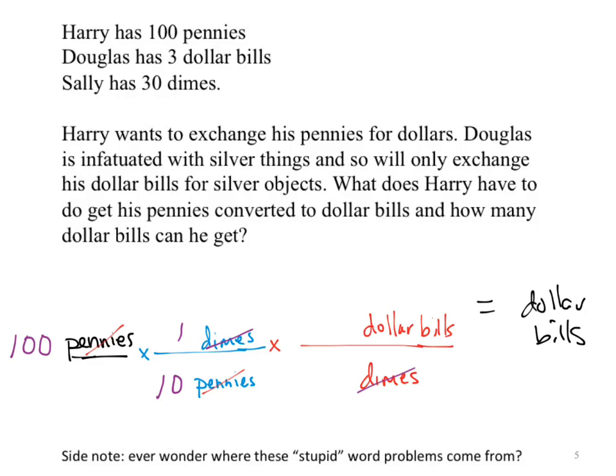What happens when we move to the next one? How many dimes in a dollar bill? There's $1 bill and 10 dimes. What happens? 100 divided by 10 divided by 10 gives us our $1 bill. That's the answer that we had shouted out at the beginning.